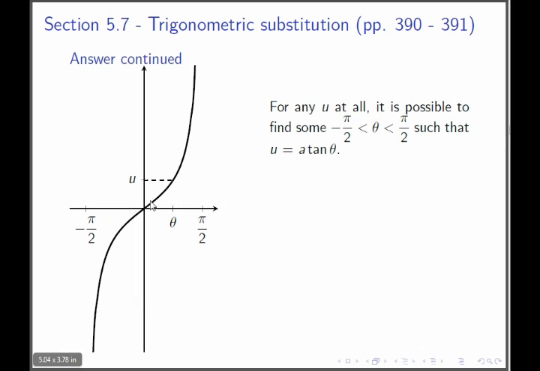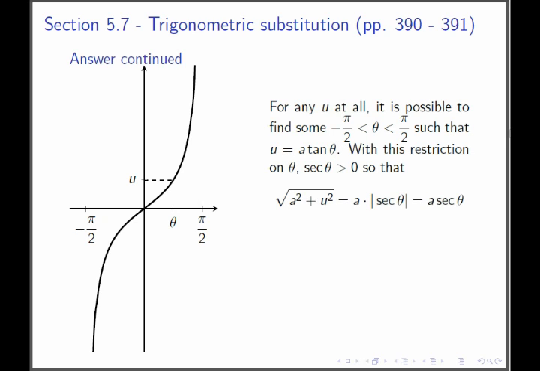Well, take a look at this graph here. This is one of the many curves that appear in the graph of tangent. Remember, this is a periodic function. This curve is just repeated over and over and over again. So we notice that if u is any number at all lying on the y-axis, then we can draw some horizontal line over to the curve, and we find that over that lies some angle theta between negative pi over 2 and pi over 2. This tells us that we can find some theta lying in this range such that u equals a tangent theta. Okay, then with this restriction on theta, we know that secant theta is positive.